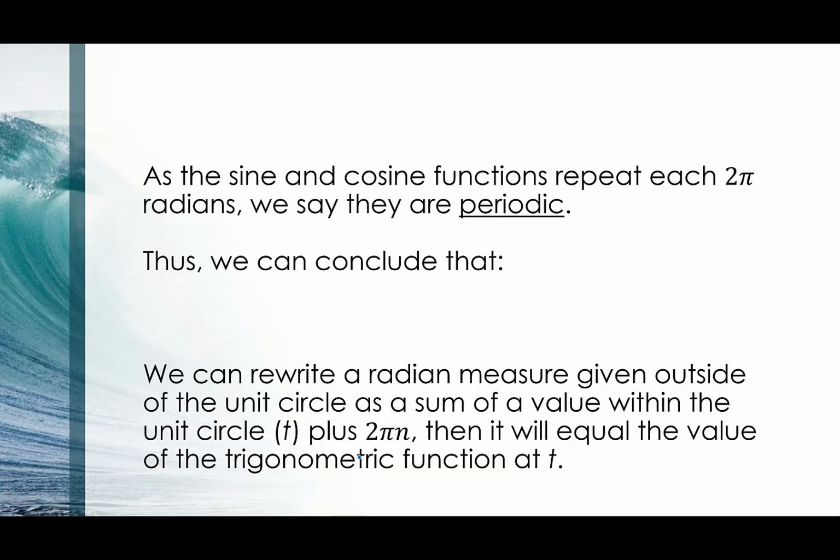Because of this trend where I could either go down or all the way around, we say that because they repeat each 2 pi radians, which would be a complete circle, they are periodic functions. And we can conclude that if we have some value on the unit circle and we know what sine of that value is, that's going to be the same as any other value that's a multiple of 2 pi radians apart. So sine of t, where t is some angle on the unit circle, would equal sine of t plus 2 pi times n, where n is some integer. So it has to be an integer that's -3, -2, -1, 0, 1, 2, 3, ... in both directions.